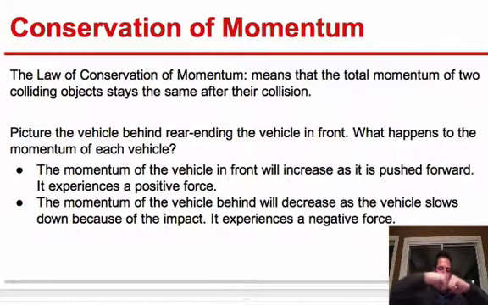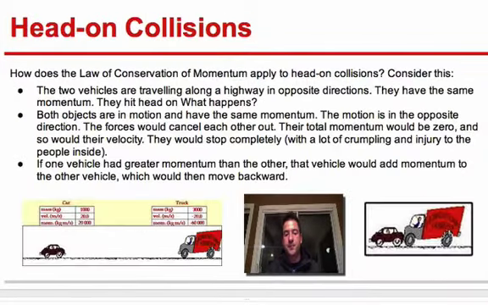So this one's going to come, okay? They're moving at a speed, boom, it increases the momentum of the vehicle it hits. Then the momentum of the vehicle behind, that did the rear-ending, is going to decrease because the vehicle slows down due to the impact. It was traveling this fast, but this one speeds up, this one slows down, and the back vehicle is going to experience what we call a negative force because its speed was stopped.